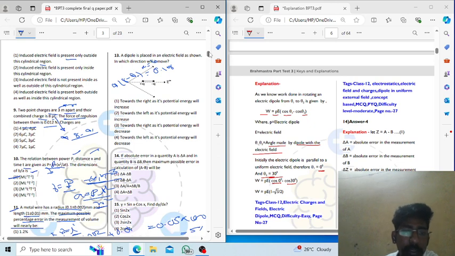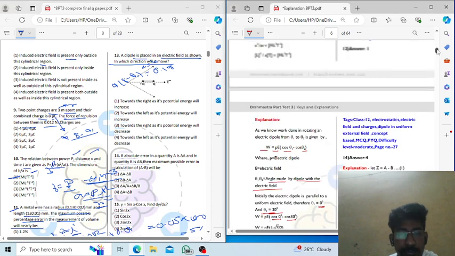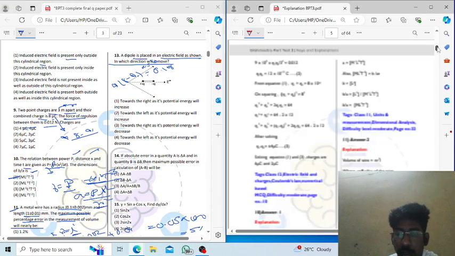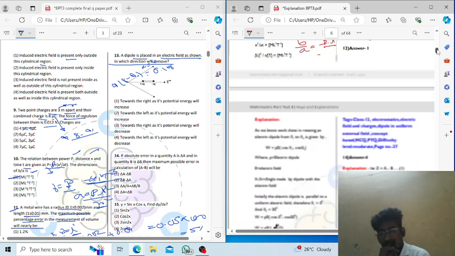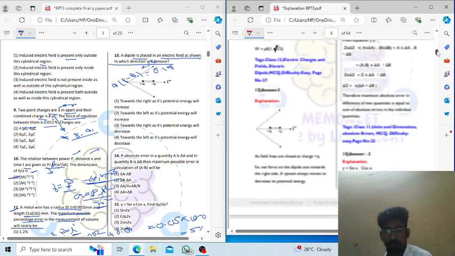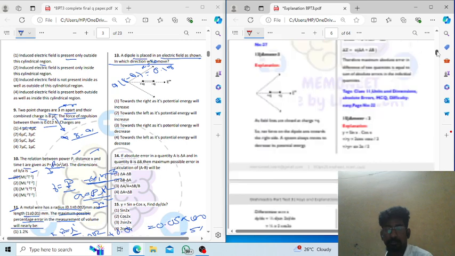Okay, question number 13. A dipole is placed in an electric field as shown. In which direction will it move? Sorry for that. Okay, so in the given figure there are two charges, plus Q and minus Q, and the electric field is working in the outward direction.